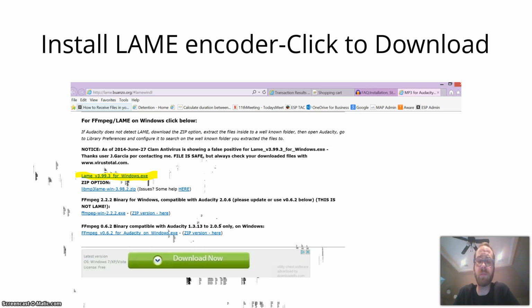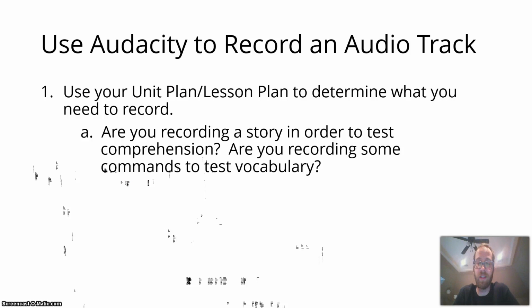All right. So you've downloaded Audacity and the Lame encoder, and you're ready to go. The first thing you need to ask yourself is, okay, what am I going to record? I'm going to show you what it might look like to record just some simple vocabulary words so that you could give your students a vocabulary test, or maybe even have them go home and listen and practice. Then I'm going to show you how you might record something longer, like a story or a narrative, so that you could really ask some good comprehension questions.